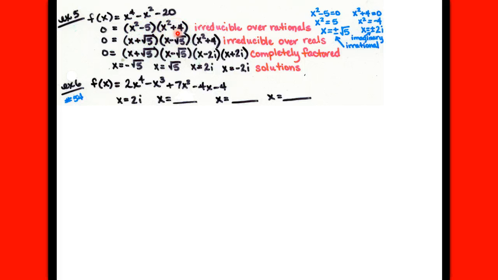We've also mentioned that if it's easier for you to see, you could replace this with a y. So then that would be y squared minus y minus 20, and you could factor that to be y minus 5, y plus 4, and then just put the x squareds back in for the y's. That's fine too.